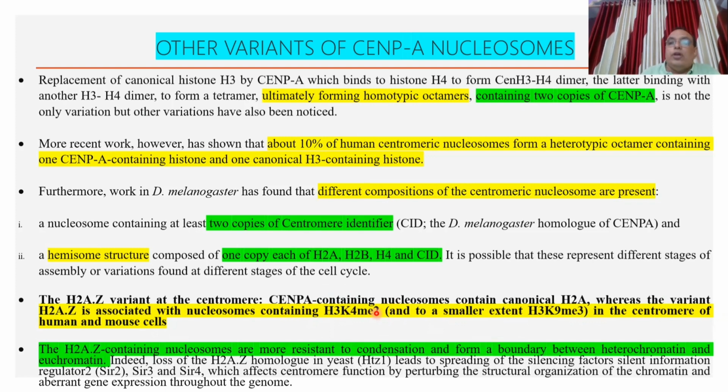While we will deal with the epigenetics of the centromere, in a passing way I'm mentioning here that these are the methylated structures, nucleosomes which have undergone methylation, and these nucleosomes have H2AZ, another variant of canonical H2A. H2AZ containing nucleosomes are more resistant to condensation and form a boundary between heterochromatin and euchromatin. It has been seen that such nucleosomes are found at the boundary of the euchromatin and the heterochromatin.